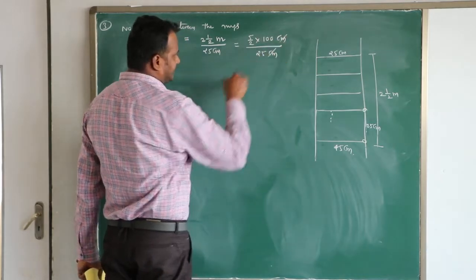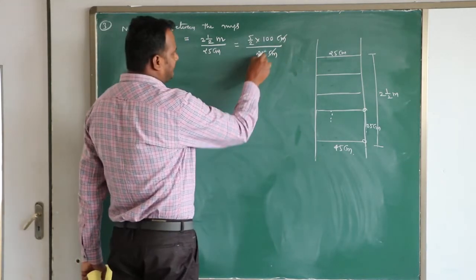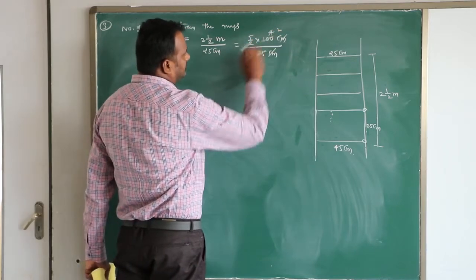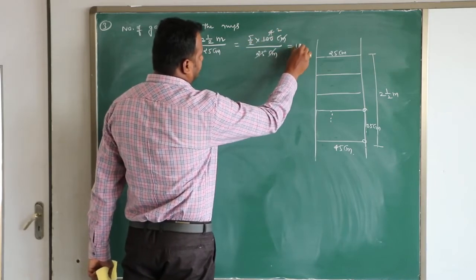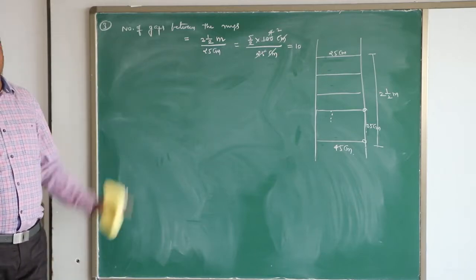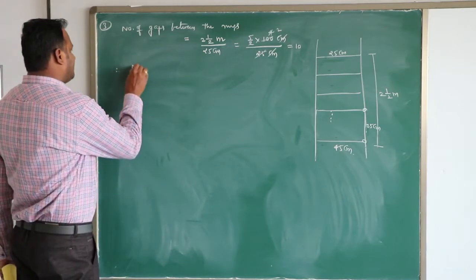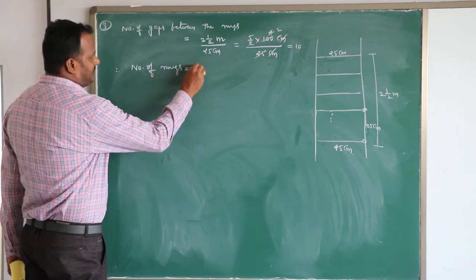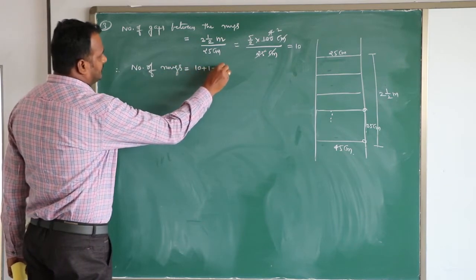So can we cancel centimeters? 25 ones are 25 and 25 fours are 100, and 2 ones are 2 and 2 twos are 4. 5 times 2 is equal to 10. What does the 10 mean? It is the number of gaps. Therefore, number of rungs is equal to number of gaps plus 1, which is equal to 11.